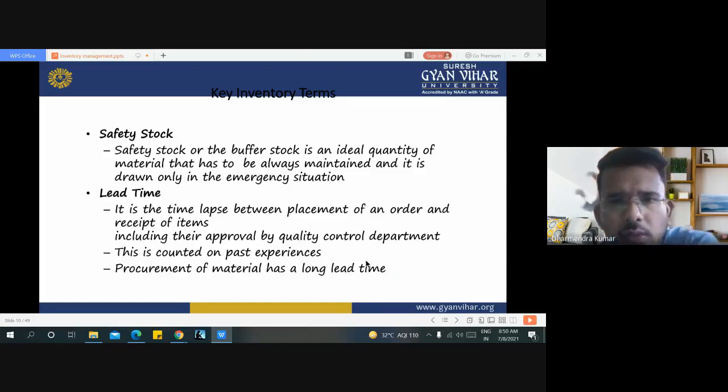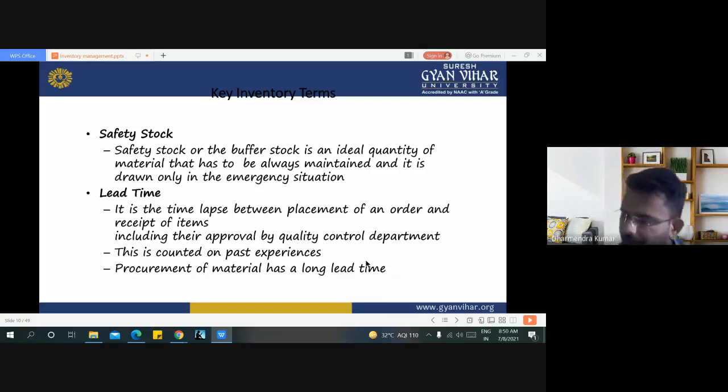Safety stock or buffer stock is an ideal quantity of material that has to be always maintained, and it is drawn only in an emergency situation. It is the buffer stock we can keep for the production process, and it can be used in any emergency situation. This is known as safety stock.